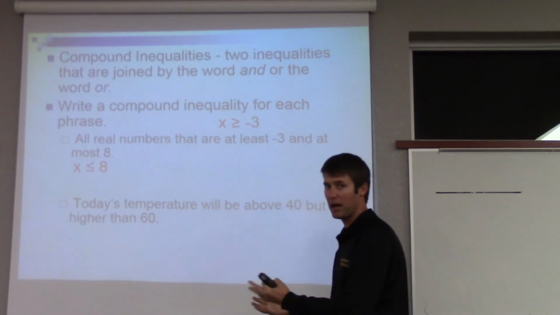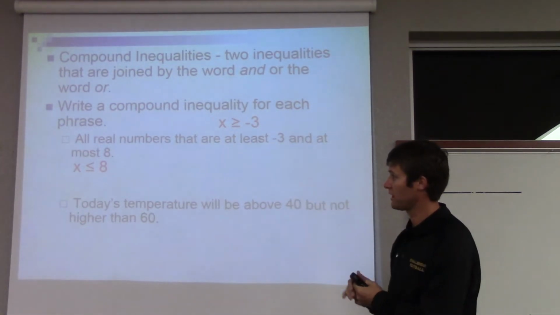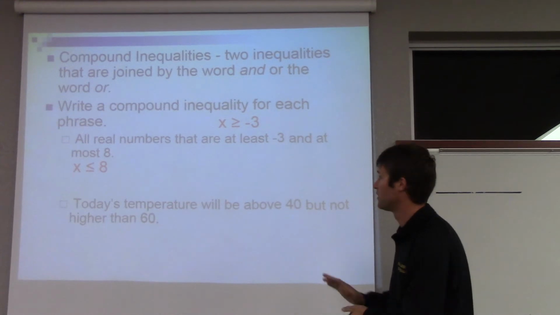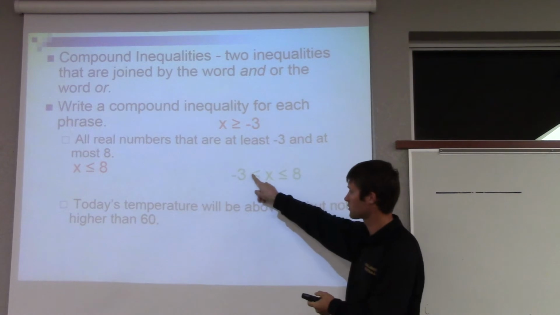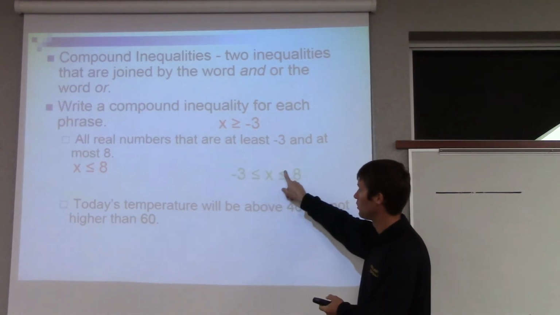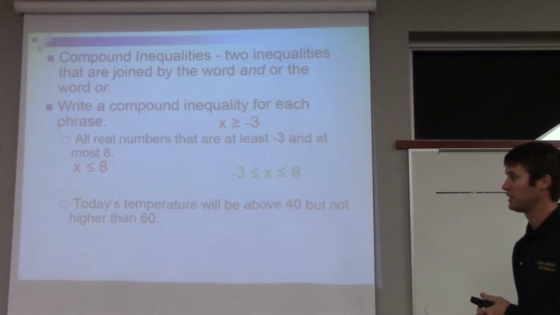So how would we combine that into one inequality? Well, it's greater than that and less than that. So we'd say x is greater than or equal to -3 and less than or equal to 8. That would be a compound inequality.